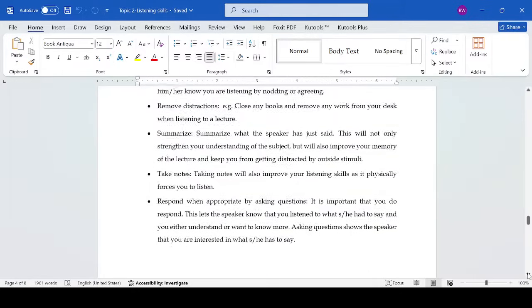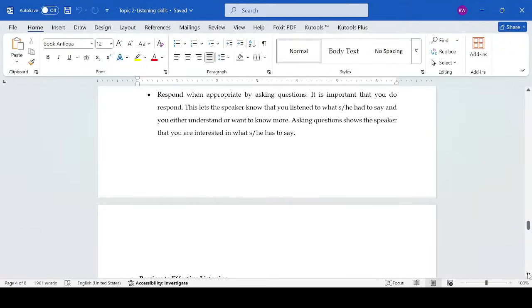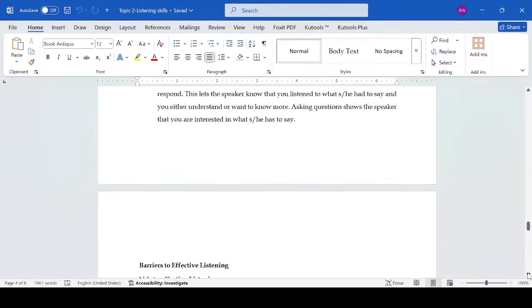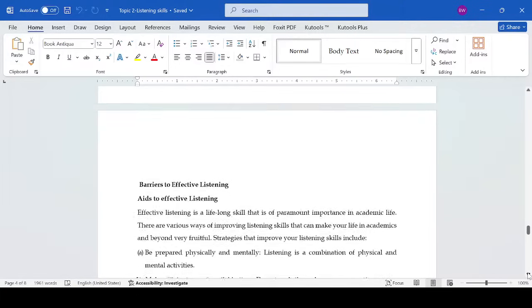Also, you can respond to questions. You can respond to questions, and in so doing, you are showing that you have understood. If you know that you will be required to respond to questions, then you will be focused in terms of listening to what is being shared with you. So when you have understood what you are listening to, then you'll be able to respond to questions effectively.